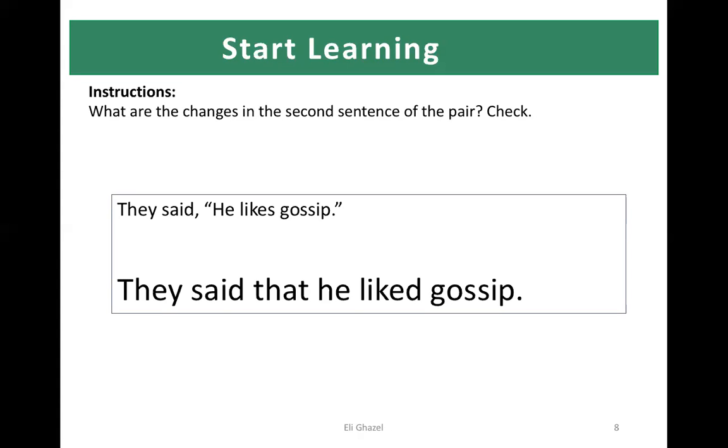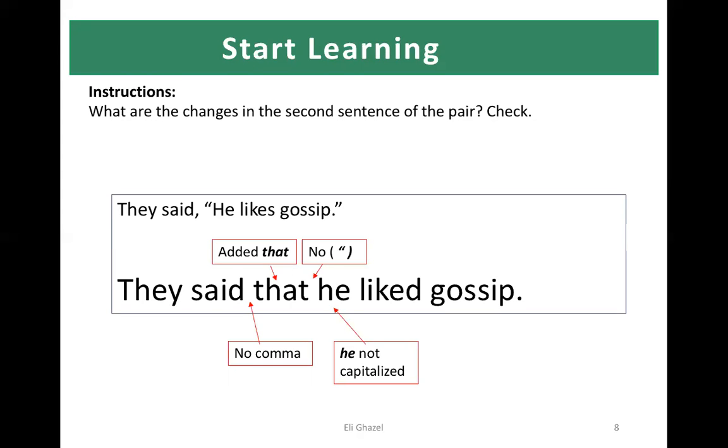What are the changes in the second sentence of the pair? Check. So the first sentence said, they said, he likes gossip. Good. In the second one, there was no comma after said. Oh, look, we added the word that. Oh, there are no quotation marks before he. Oh, he is not capitalized. Oh, look, likes has been changed to like. And there are no quotation marks after the period after gossip.